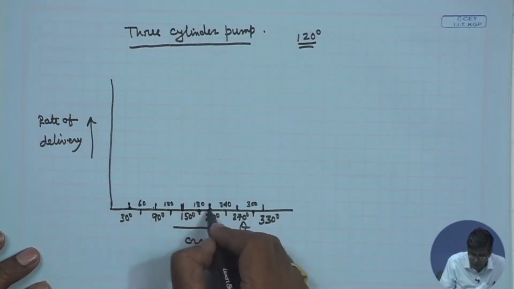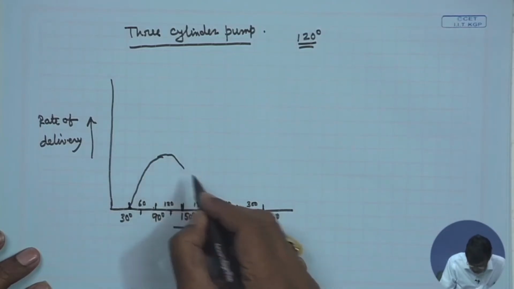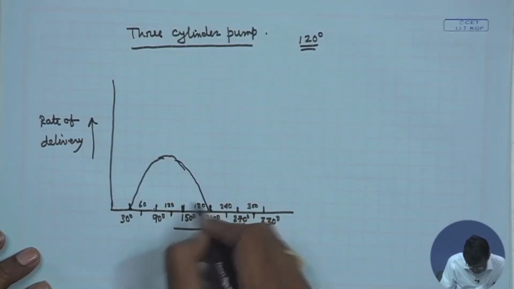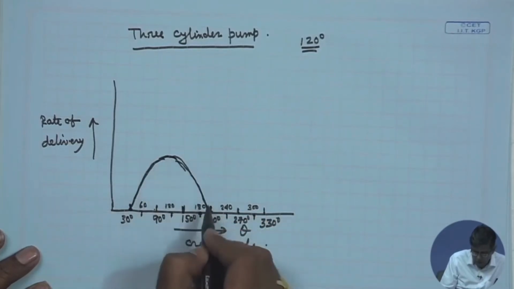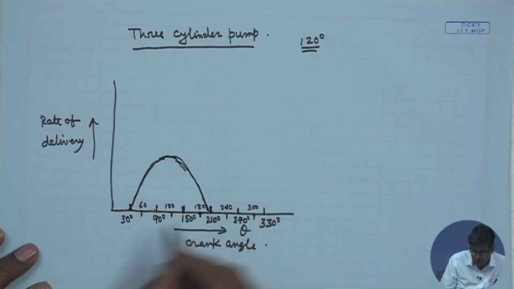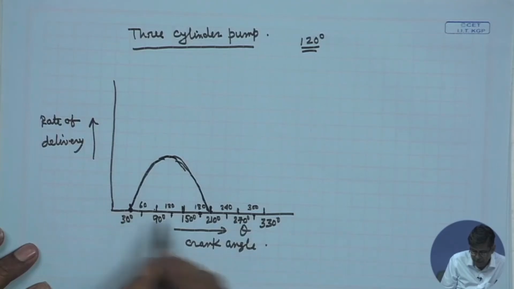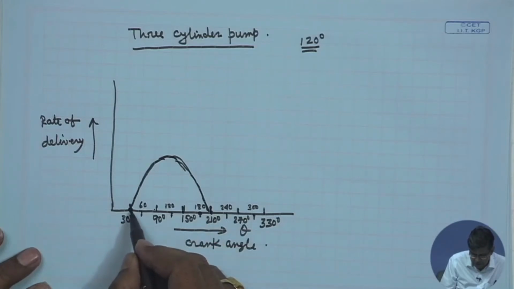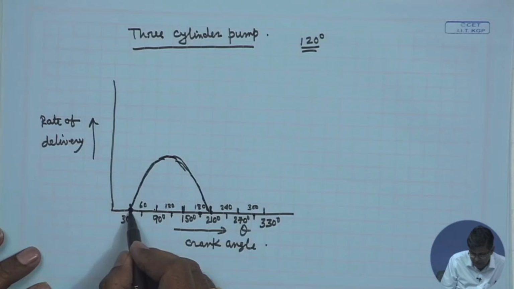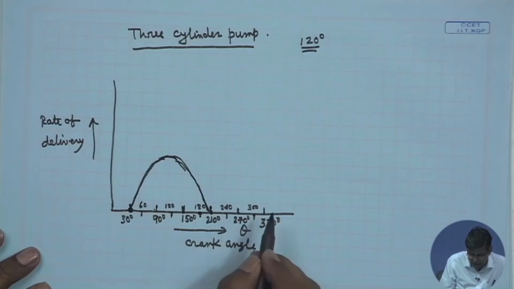Let us consider this as the discharge profile, as we have already studied for one cylinder, which starts here at 30° crank angle as the first stroke, that is the delivery stroke, and ends at 210°, and gives a discharge like that.